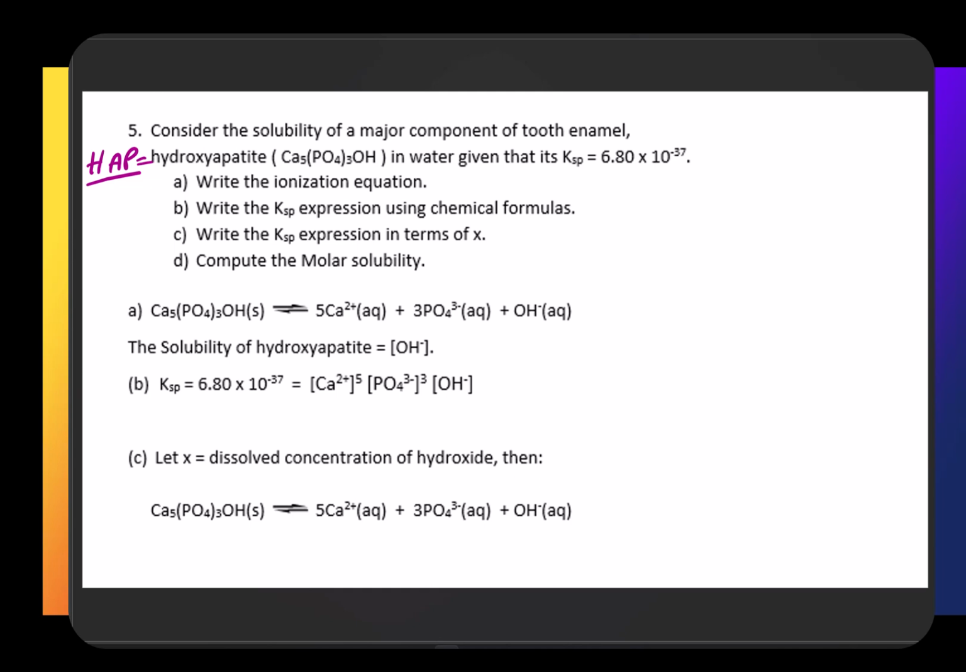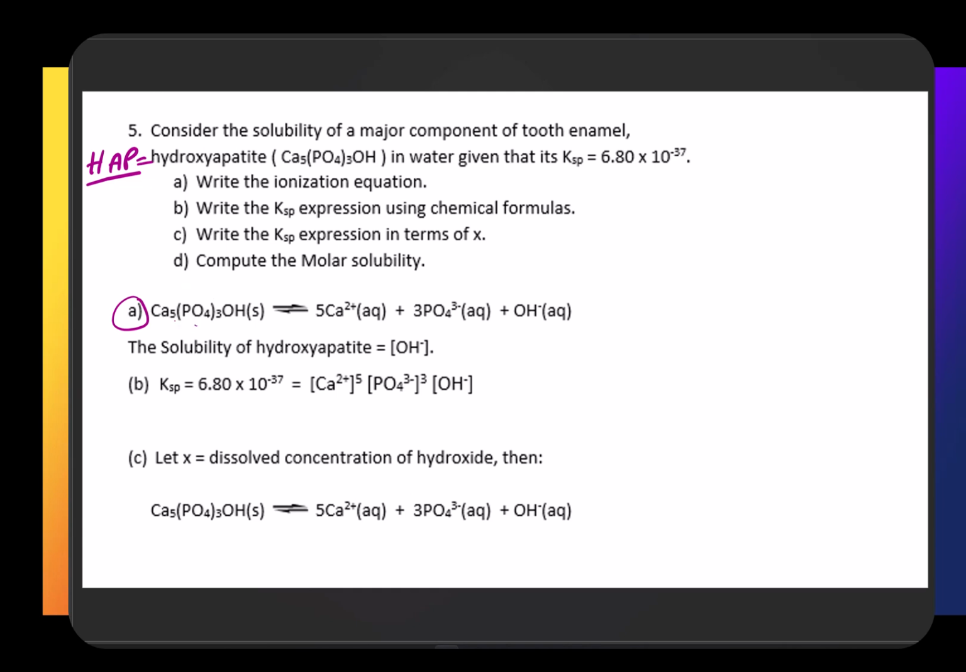So this is HAP. It's a salt, an ionic compound. So its corresponding dissolution equation is this. We have ions inside the reactant, and they simply break out on the product side, but in the dissolved aqueous phase. So we're going to get 5 calcium ions, 3 phosphates, and 1 hydroxide out of this.